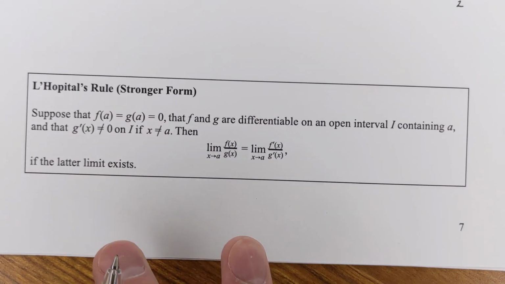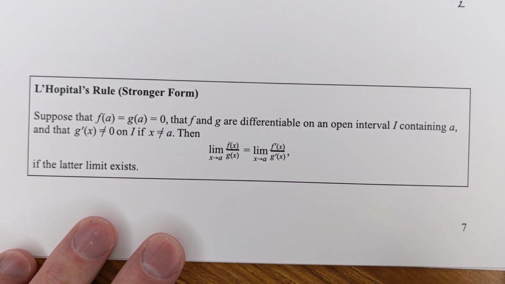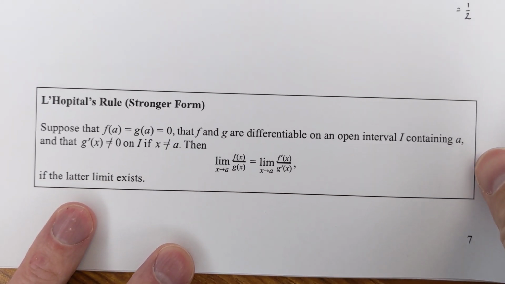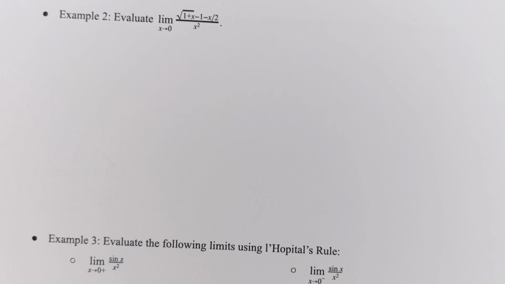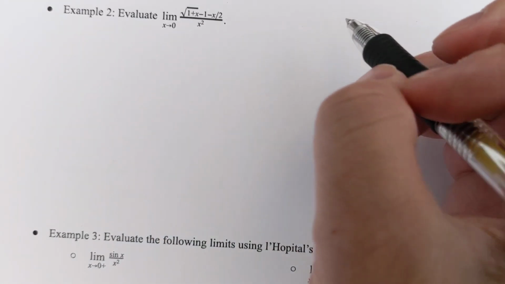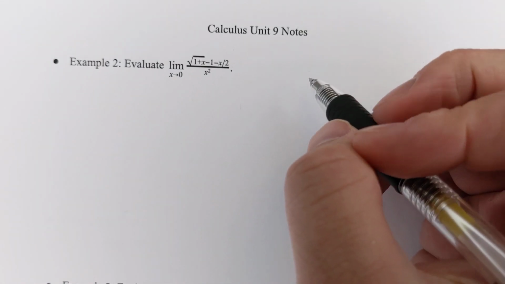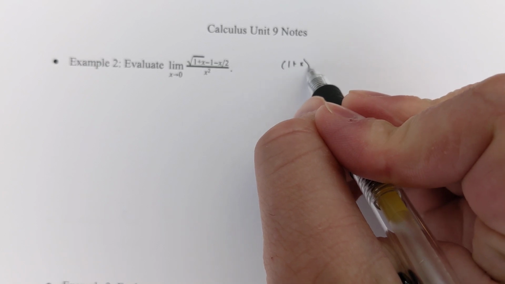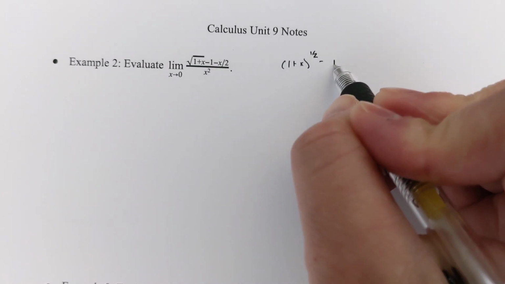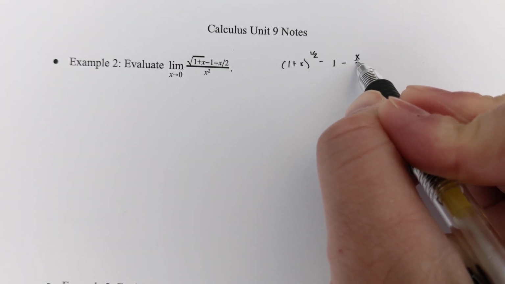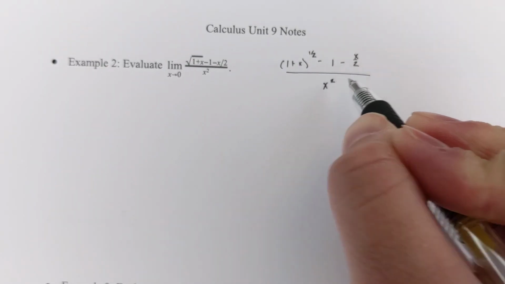Just another form: you can actually keep taking derivatives if you need to. L'Hopital's rule can be chained one off another. So for example 2 here, evaluate this. Notice now we have higher powers. So we'll rewrite this as 1 plus x to the half, minus 1, minus x over 2, all over x squared.